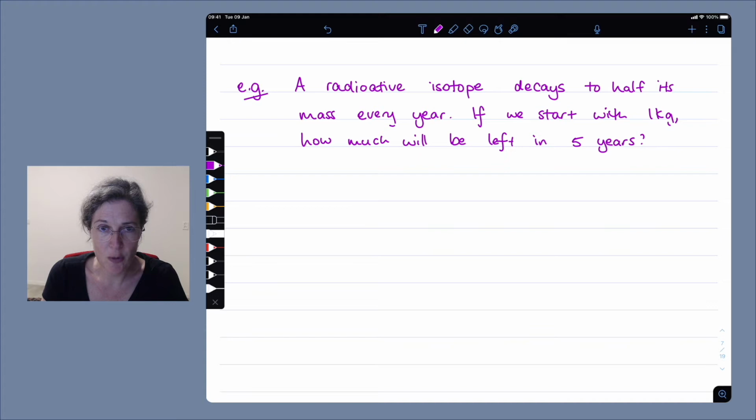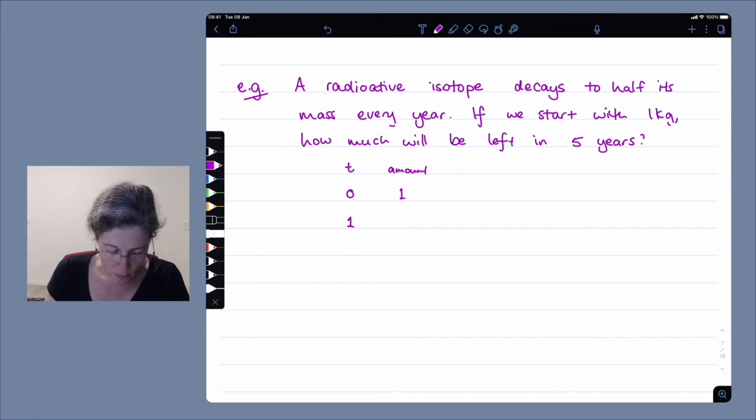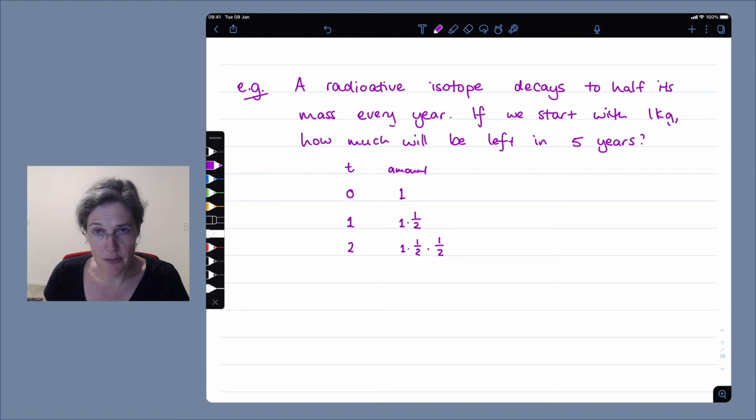When I'm working out this kind of problem, I find it helpful to draw a little table of results so that I know what's happening. So I'm thinking about what's happening at a different time and how much I've got. At time t equals 0, I've got 1 kilogram. After 1 year, I've got my 1 kilogram multiplied by a half because it's decayed by a half. After 2 years, I've got however much I had at the end of the first year, and I'll only have half of it left.